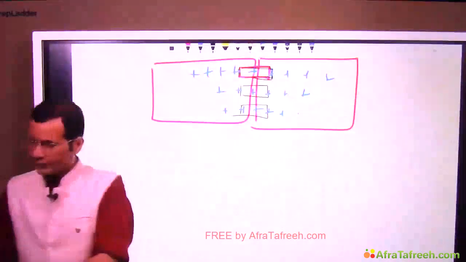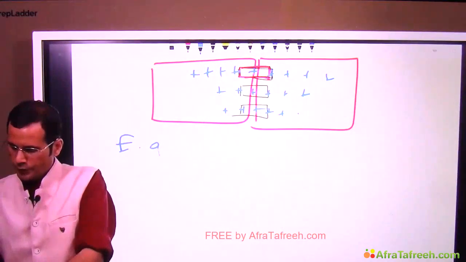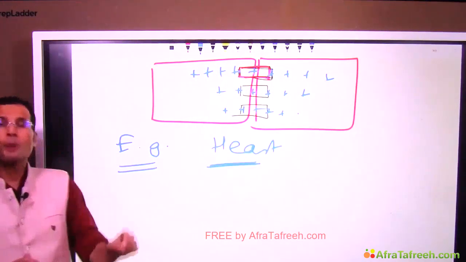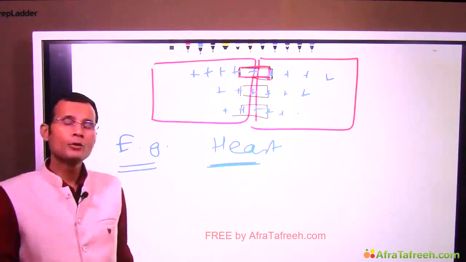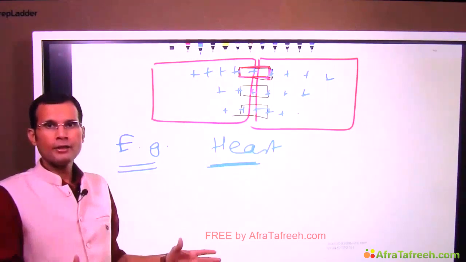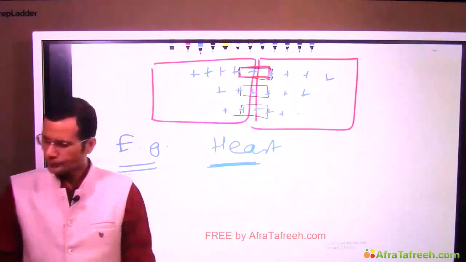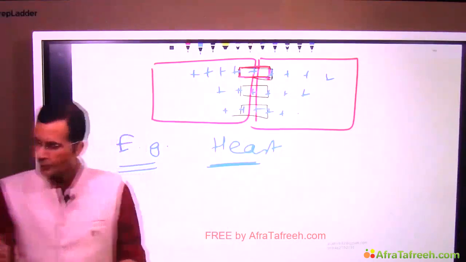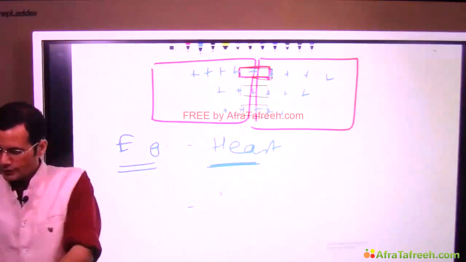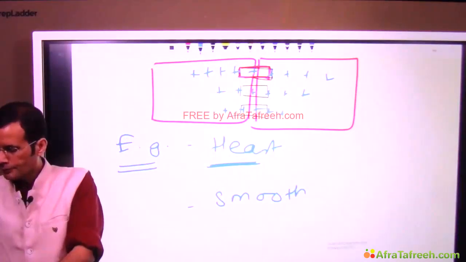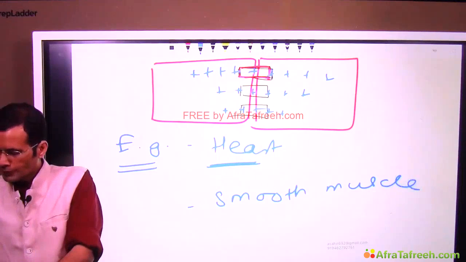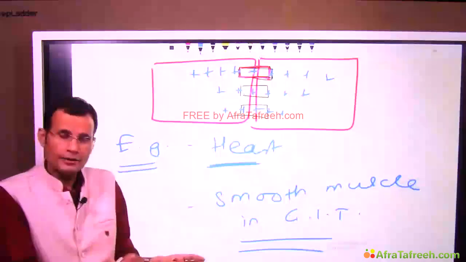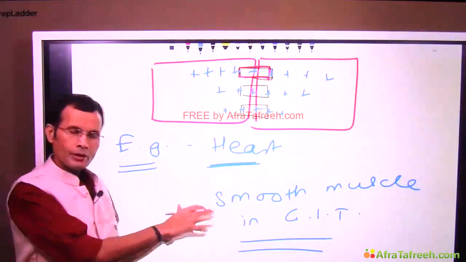Now, first let's see the example. Where do you find these? Heart. Yes, very prominent example. You must always remember now that the myocardial cells are connected by the gap junctions. And that's one prominent example. Okay, smooth muscle in the wall of the GIT. Those smooth muscle cells are connected by the gap junctions.